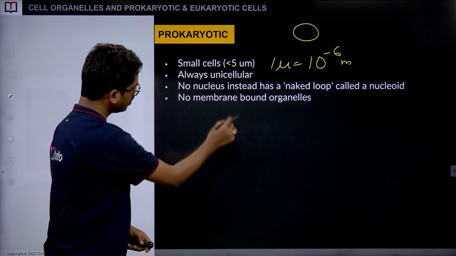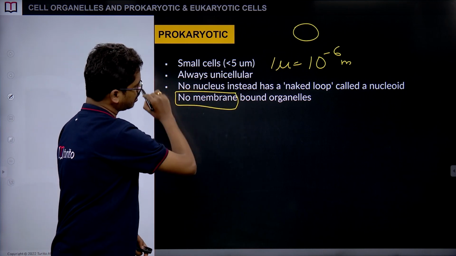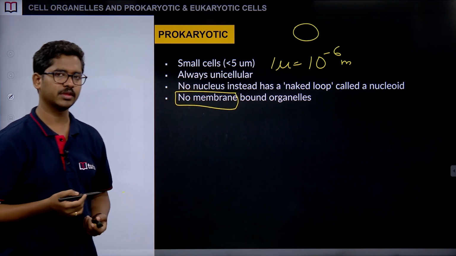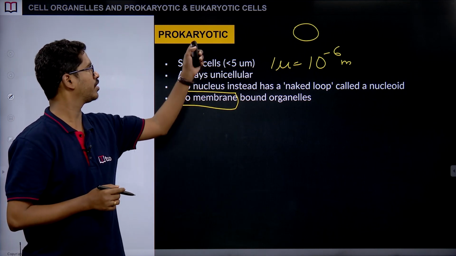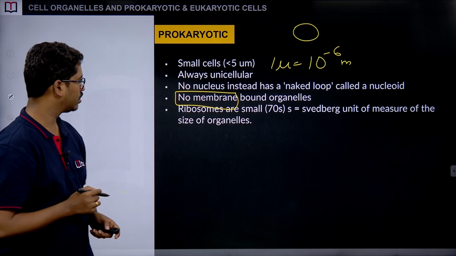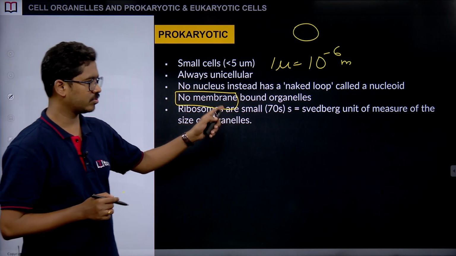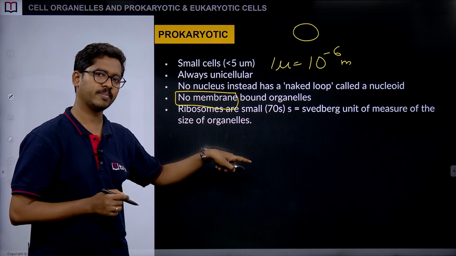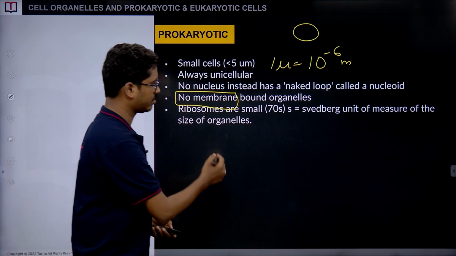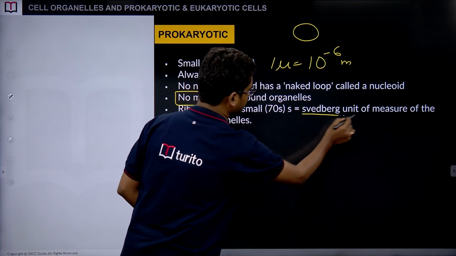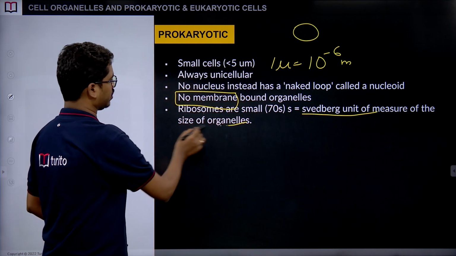Following which, the organelles present there are without any membrane. They do not have any membrane covering themselves. That is the case only with prokaryotic cells. Ribosomes are small. The size of the ribosome in prokaryotic cells is quite small, that is 70S. S stands for Svedberg unit, a measure of the size of the organelles.